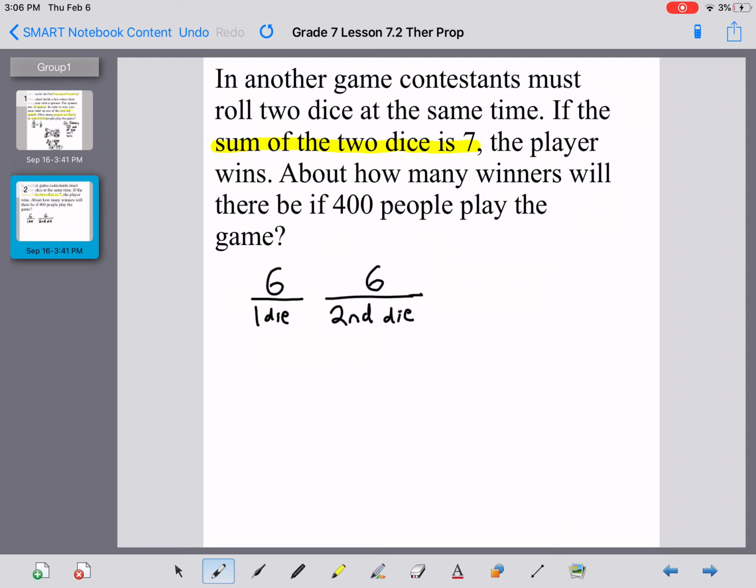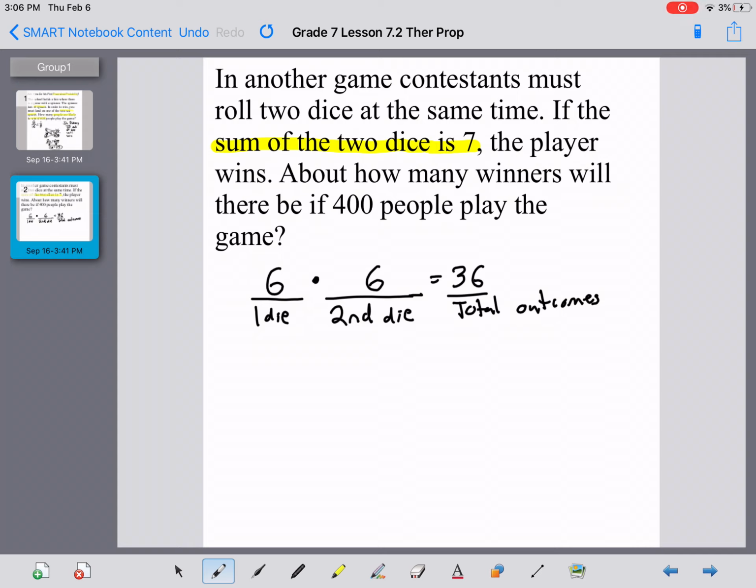When I have 2 situations, I'm going to multiply them together to determine how many total possible outcomes there are. So 6 times 6 is 36. So there are a total of 36 outcomes. Now, I need to get a sum of a 7.